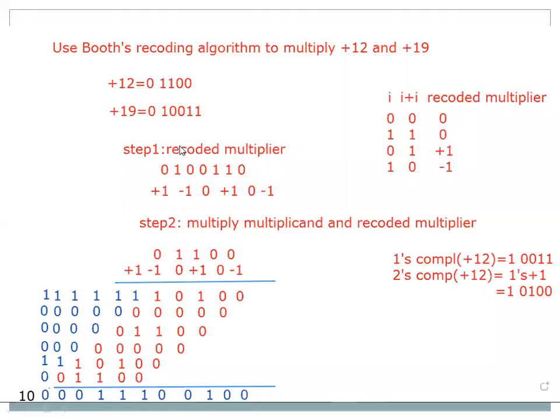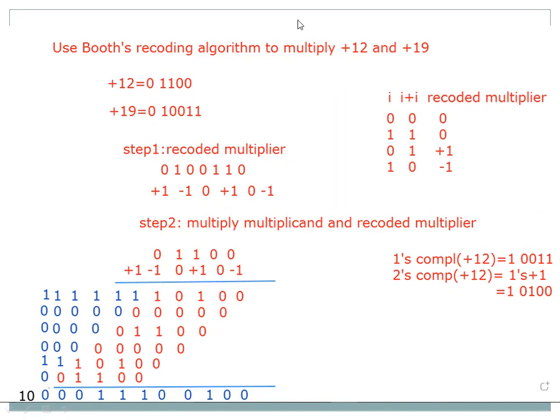Let me show how to solve the problem using Booth's recoding algorithm. Here the multiplicand value is plus 12 and the multiplier value is plus 19. Now we are going to multiply these two values using Booth's recoding algorithm. As we all know, if the decimal is a positive number, the sign bit of the binary is 0. If it is a negative number, the sign bit of the binary is 1. So plus is represented by 0 in binary, and 12 is nothing but 1 1 0 0.